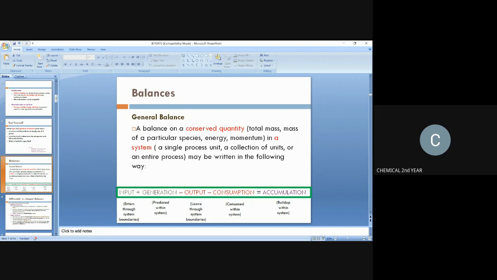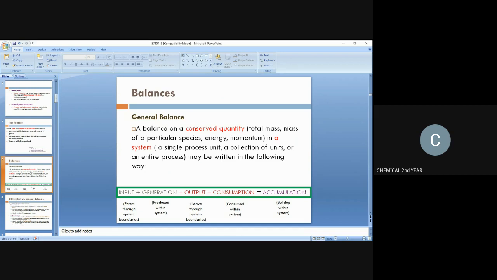Next, general balances. A balance on a conserved quantity, which is total mass, or a species, energy, or momentum, in a system. A system is a single process unit, a collection of units, or an entire process. It may be written in the following way: input plus generation minus output minus consumption is equal to accumulation.